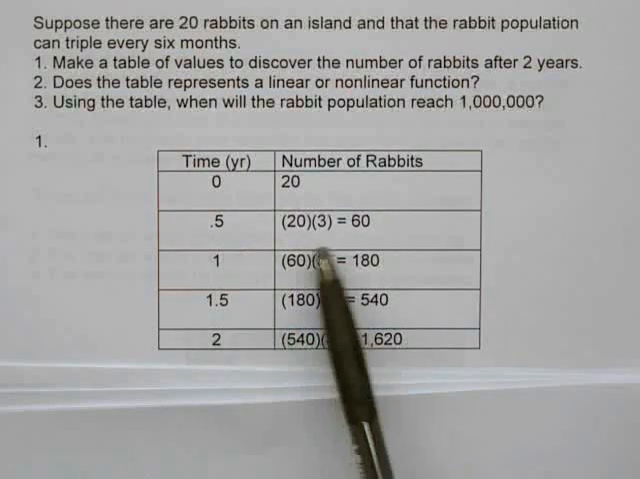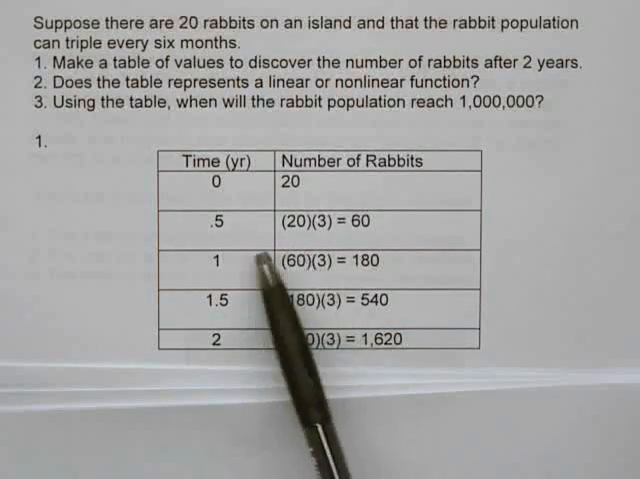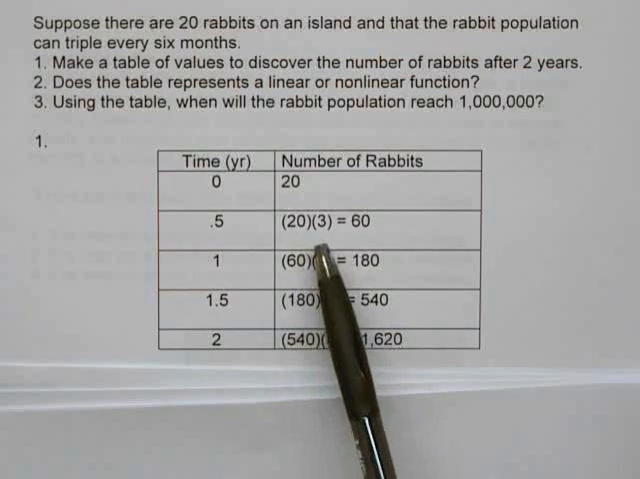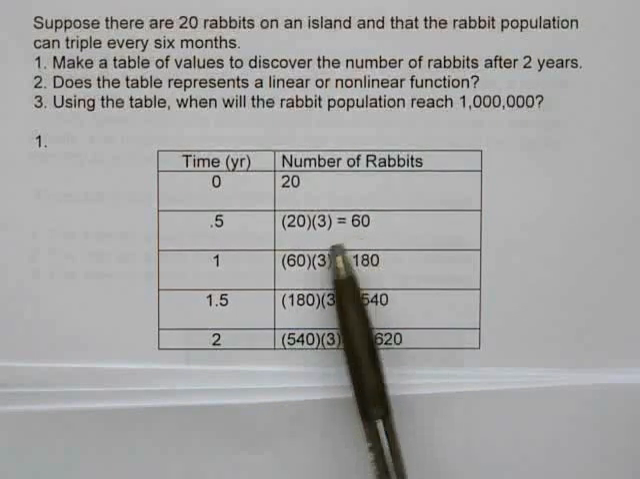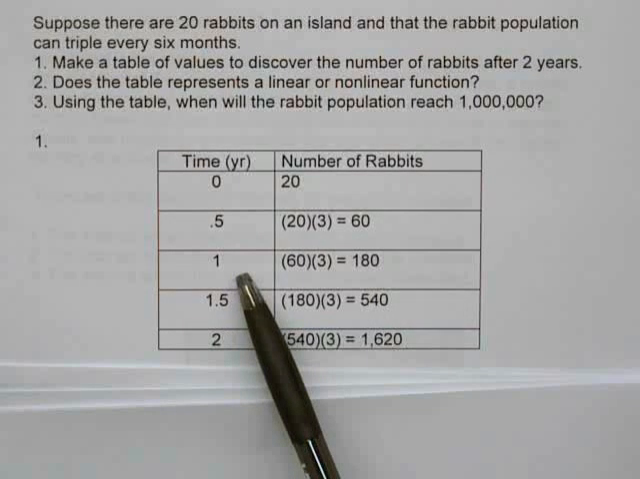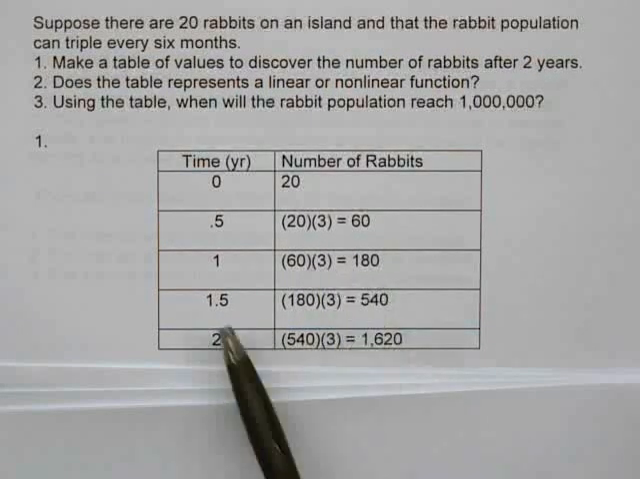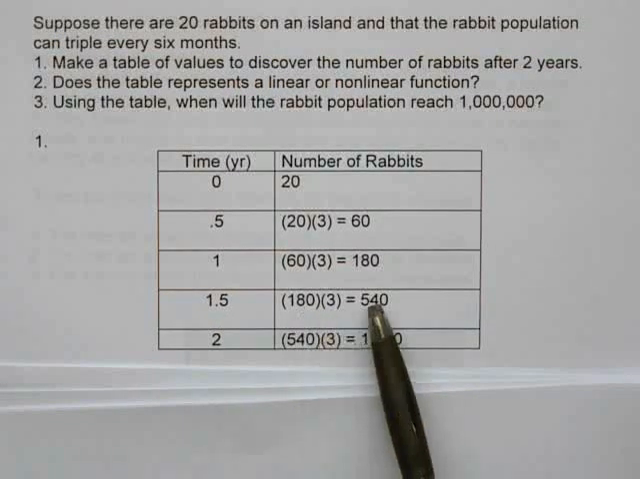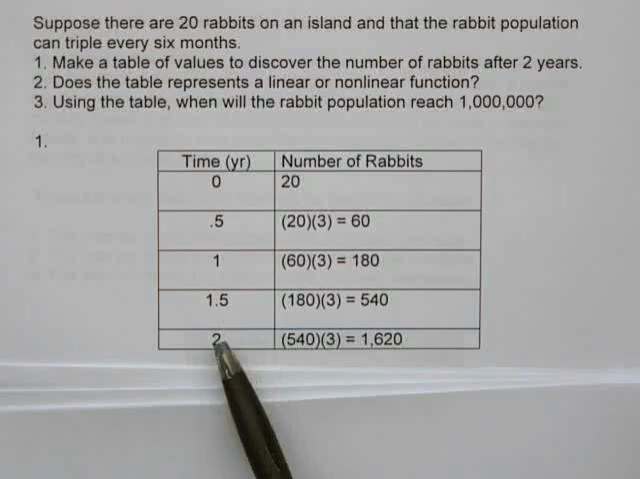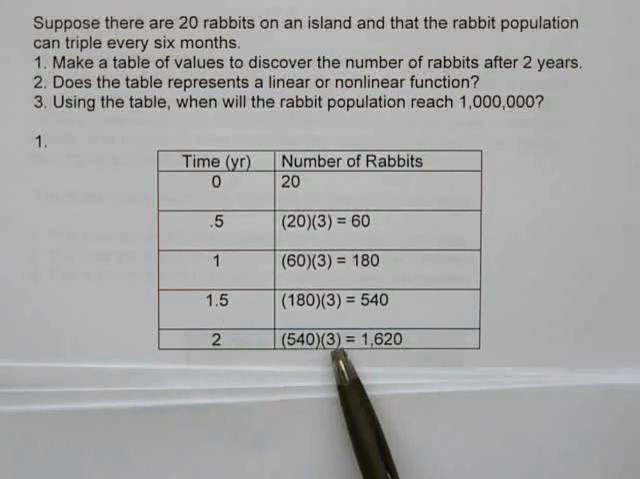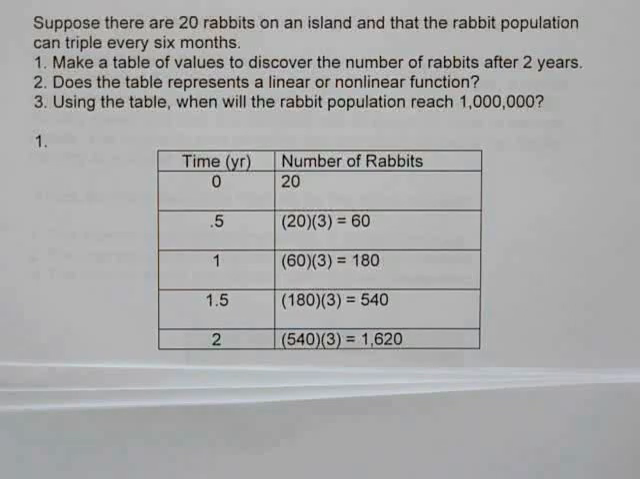So the rabbit population triples every 6 months. After 6 months, or half a year, 3 multiplied by 20 is 60. After another half of a year, a full year, that 60 would triple to 180. After another half of a year, now at a year and a half, that 180 would triple to 540. And finally, after another half year, the rabbit population would triple. 540 multiplied by 3 is 1,620.